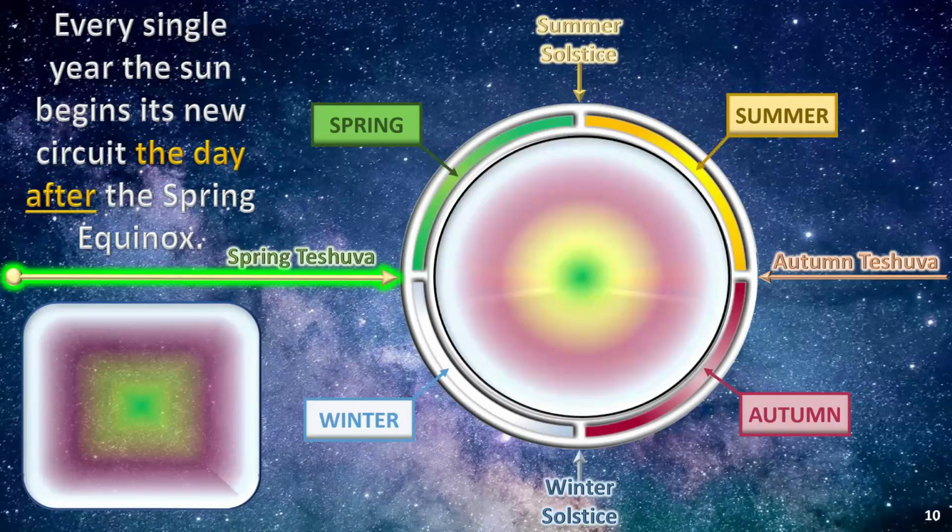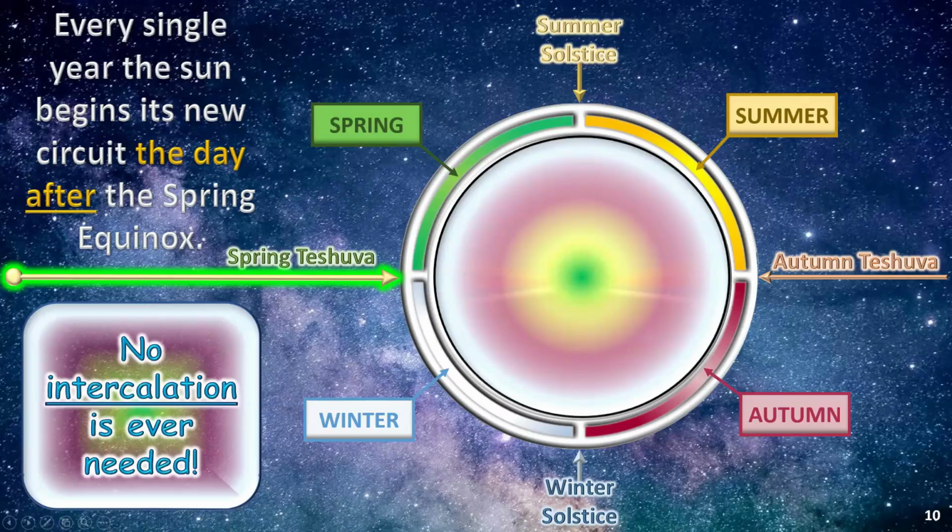Every single year, the sun begins its new circuit the day after the spring equinox, or the spring teshuva. The teshuva is the day that, if you're marking your shadow on the ground, you'll see a straight line, and the very next day, the sun begins its circuit all over again. You know what? There's no intercalation needed in this calendar, not ever.